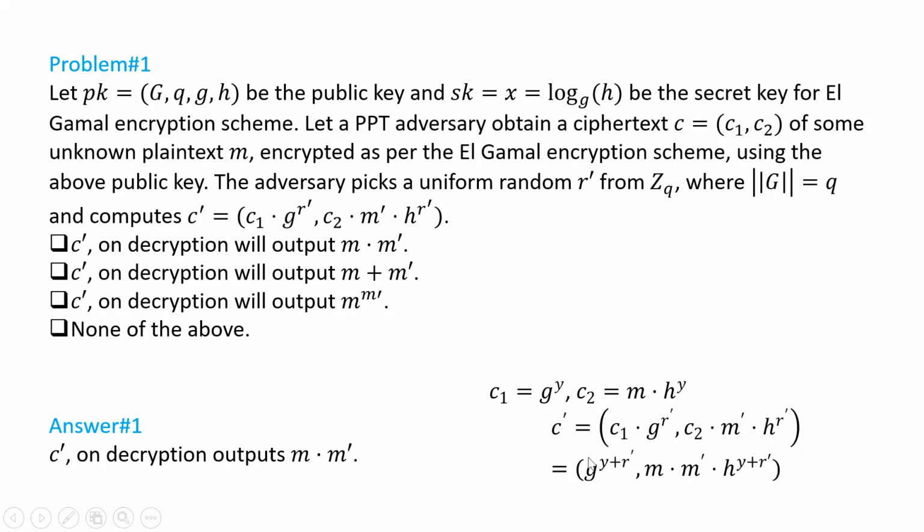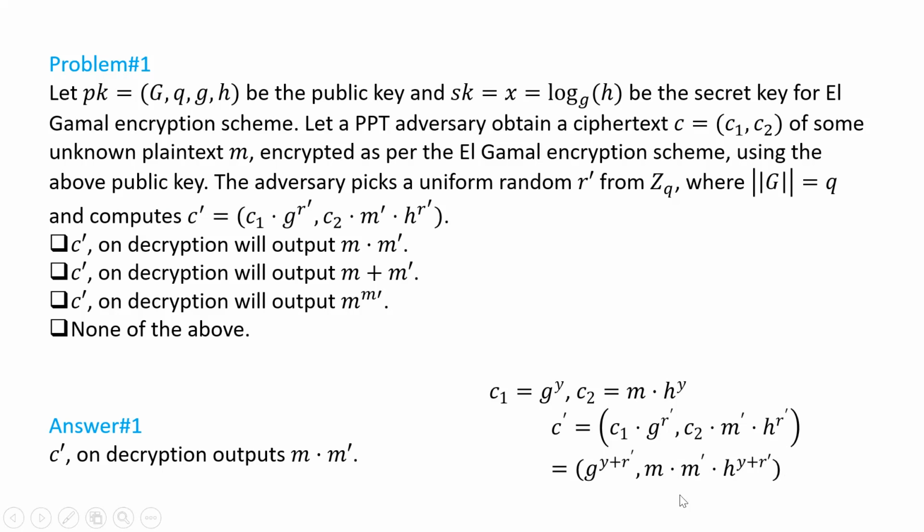So after receiving this ciphertext C dash, what the receiver does is, it has the secret key x with it, right? So it will first compute the value C1 to the power x. That will give it g to the power y plus r dash plus x. And what it will do is that this h to the power y plus r dash is also nothing but g to the power x plus y plus r dash, right?